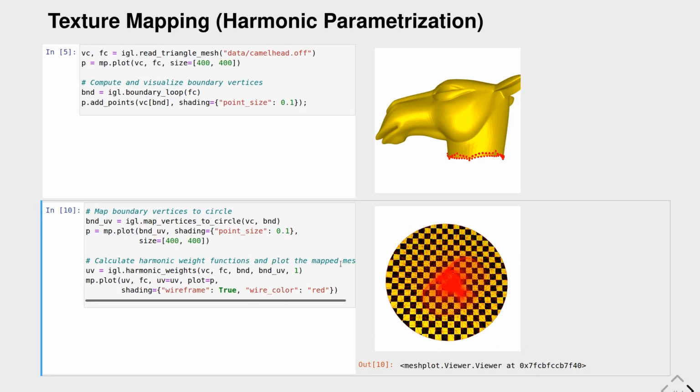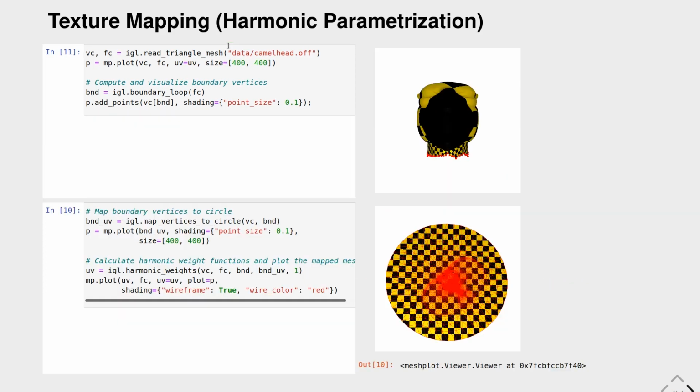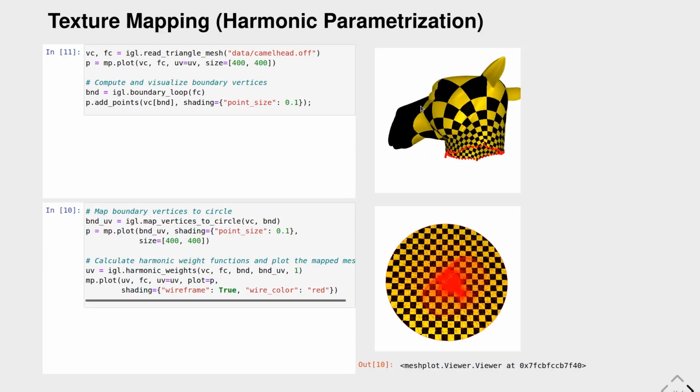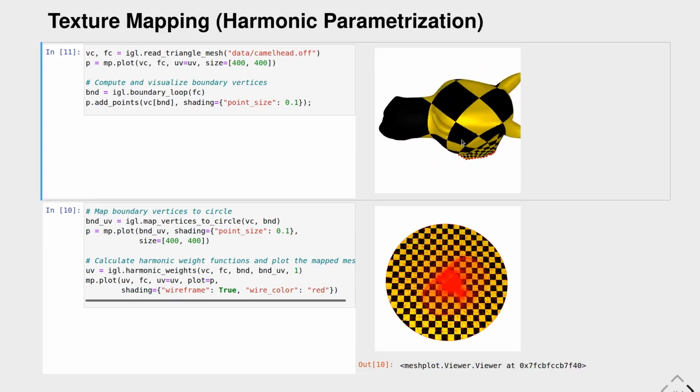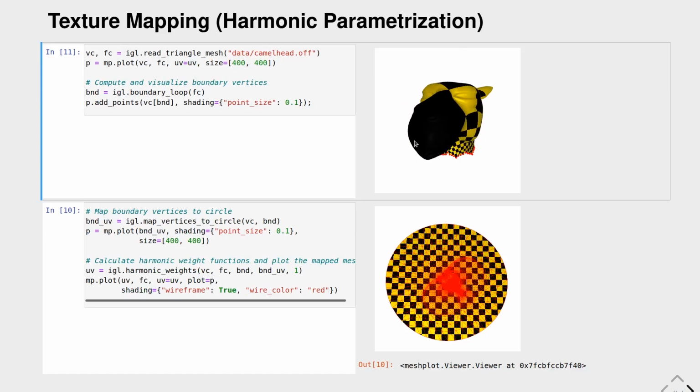Now that we calculated the UV map, we can actually apply the texture also to our 3D embedded geometry by just adding the UV parameter map inside the plot call here again. And we see that our checkerboard texture is now mapped onto our geometry with the calculated UV map.